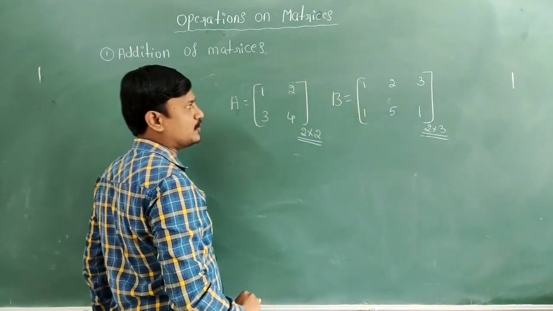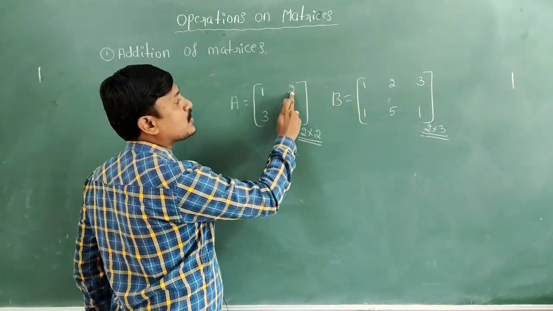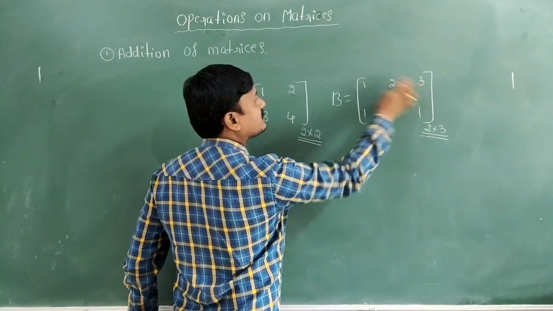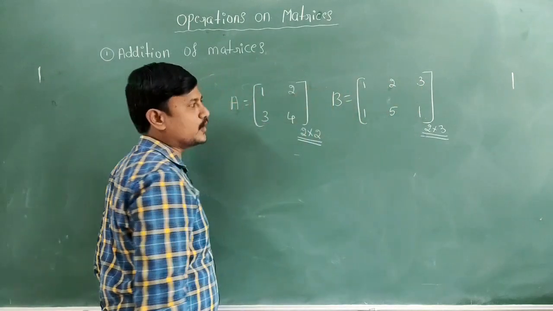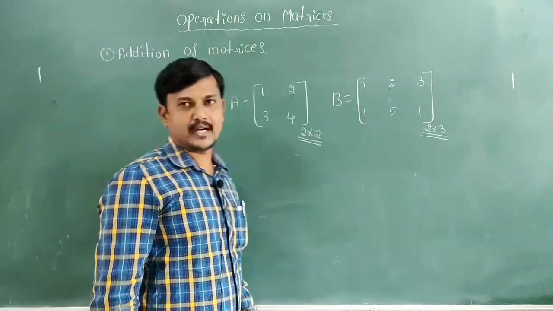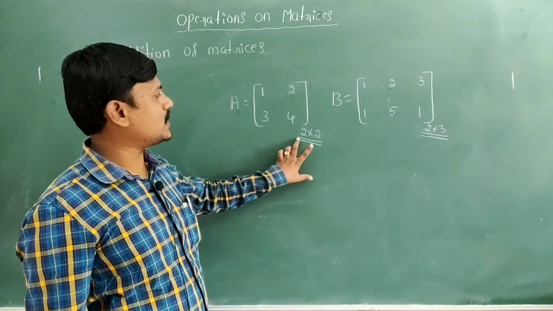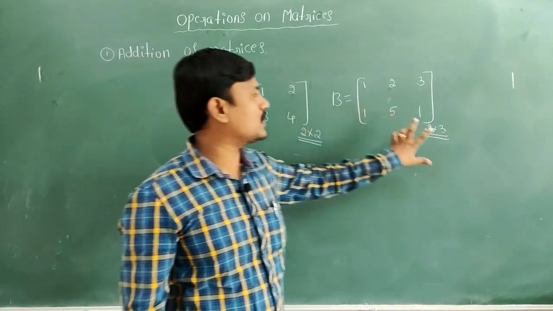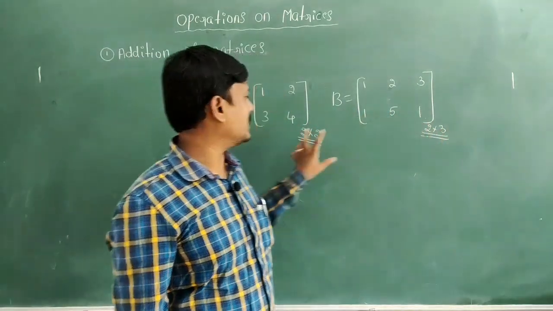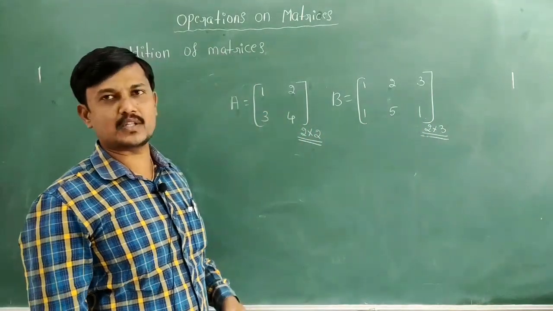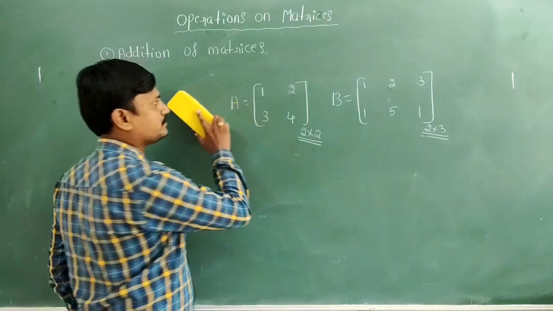here one has a corresponding element: 1, no problem, 1 plus 1. 2 has a corresponding element here, 2. Next, what is the corresponding element of 3 here? There is no element. Therefore, addition of two matrices is possible only when the order of matrix A equals the order of matrix B. But here the orders are not equal, therefore A plus B is not possible, right?